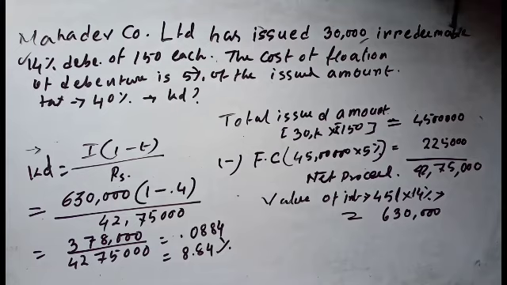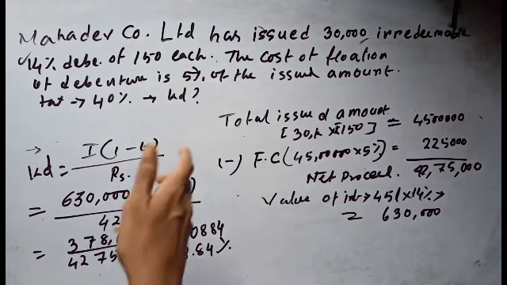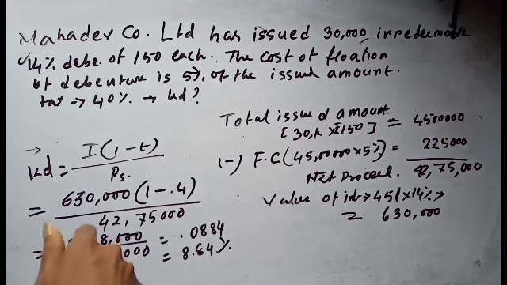So this is very easy, I think, as there is no value of years and no premium, no redeemable price of the share, as this is the formula of the cost of irredeemable debenture.